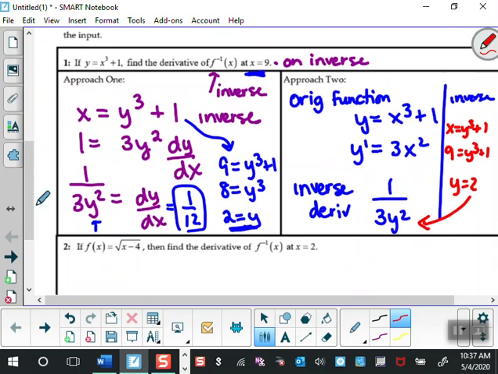So the rule is pretty easy to remember. That 1 over is not too bad. You don't even have to remember that shortcut rule if you've got something algebraic. You can write the inverse and then create the derivative, but the trick is what number do you put in here?